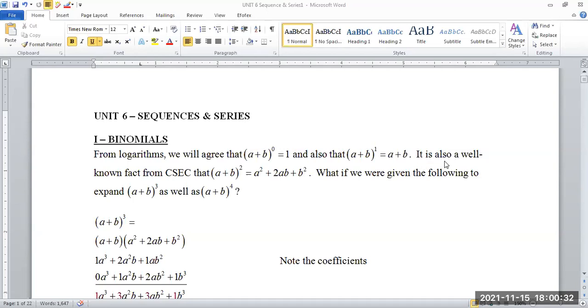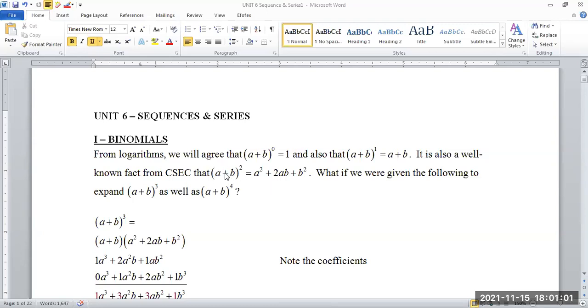It is also a well-known fact from CSEC that (a + b) squared is a squared plus 2ab plus b squared. You notice I can't just drop the parentheses like I did before. You can only drop them when you have a 1 there. Only time you can drop the parentheses just so is when I have a 1. So it is a well-known fact from CSEC that (a + b) squared is a squared plus 2ab plus b squared.